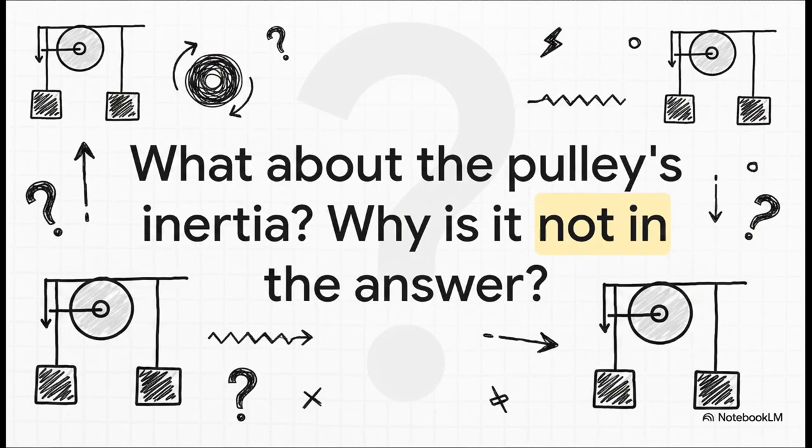But hold on a second. I know what you might be thinking, especially if you've done problems like this the long way. Where's the pulley's mass? What about its moment of inertia? Its resistance to spinning? And hey, what about the tension in the thread? How did all of those important details just vanish from the final answer? It seems almost too simple, doesn't it?